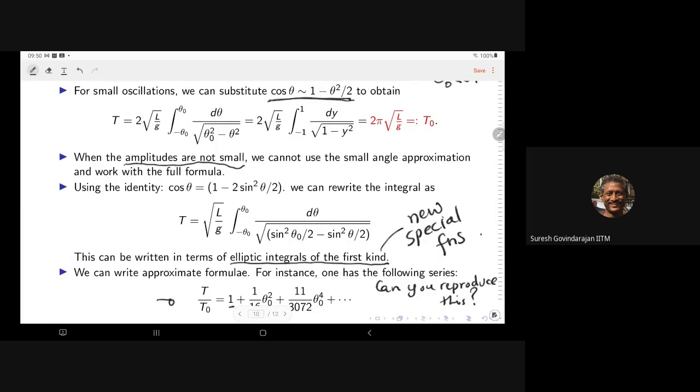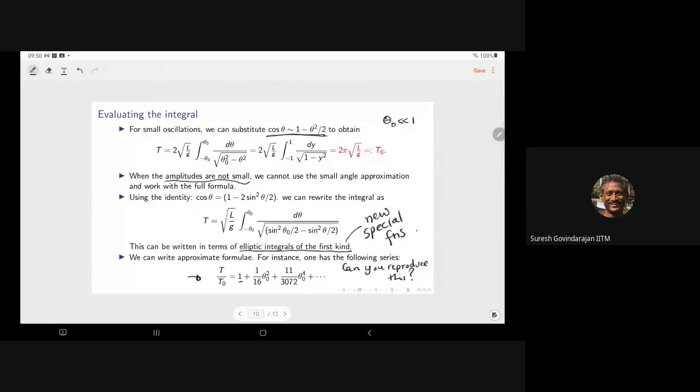But this, I think, you should be able to do. You just have to, yeah, I won't say anything. So you can try. What I want you to do is to get at least 1/16 theta naught squared. That's an exercise. Okay, so I'm done with my lecture for today.